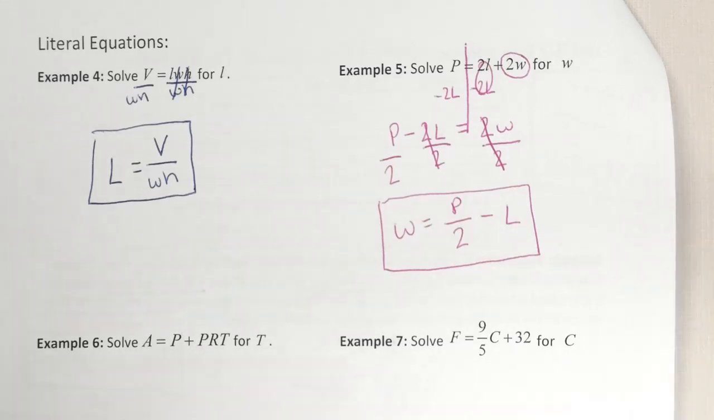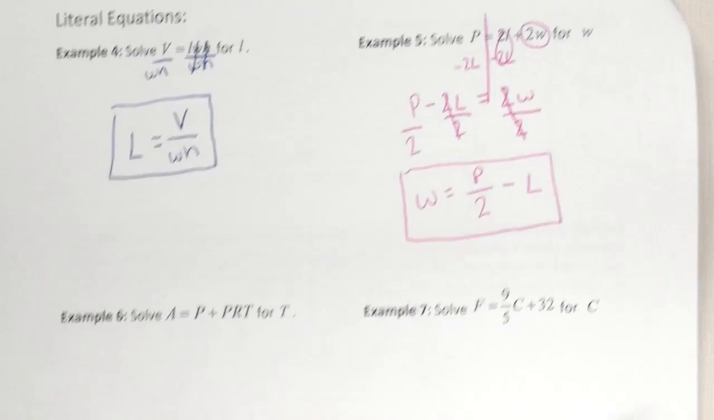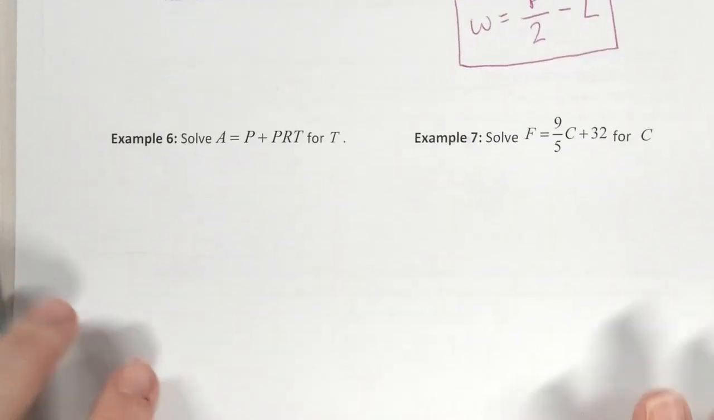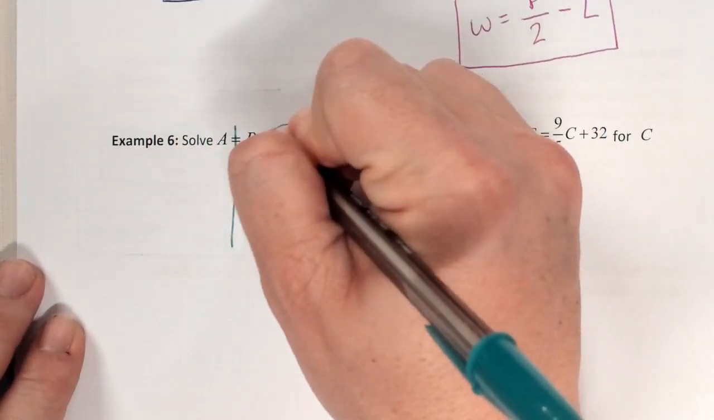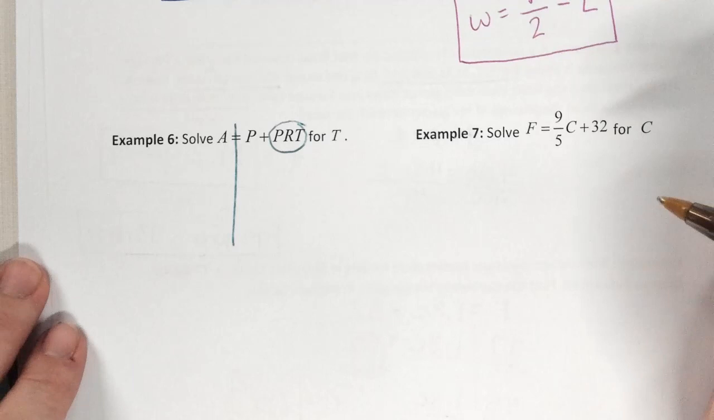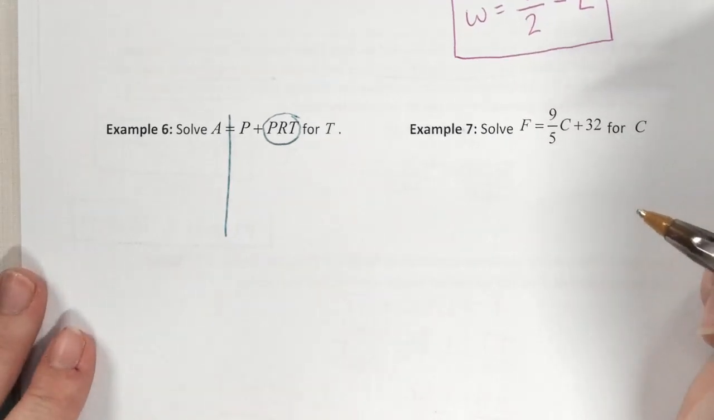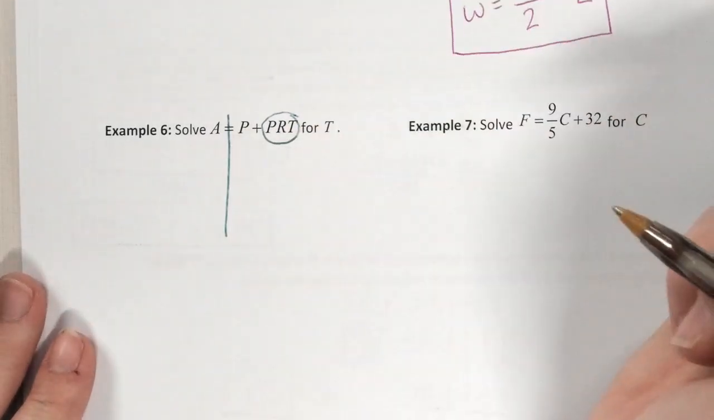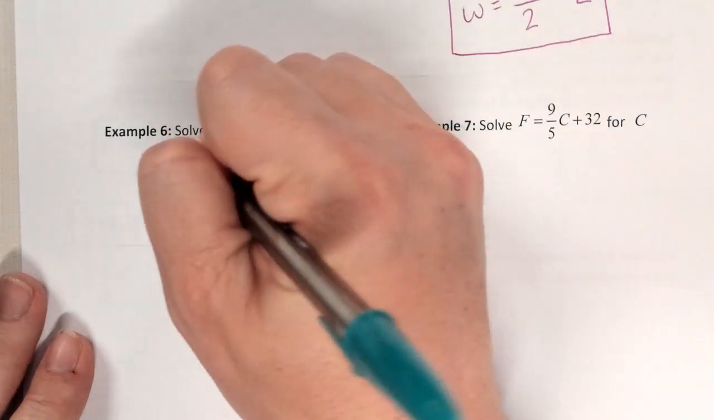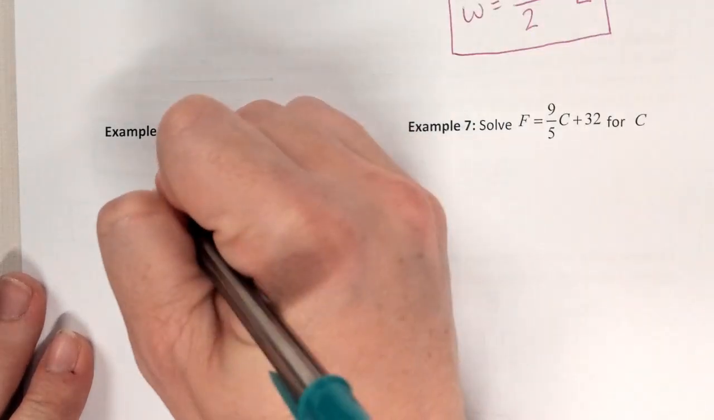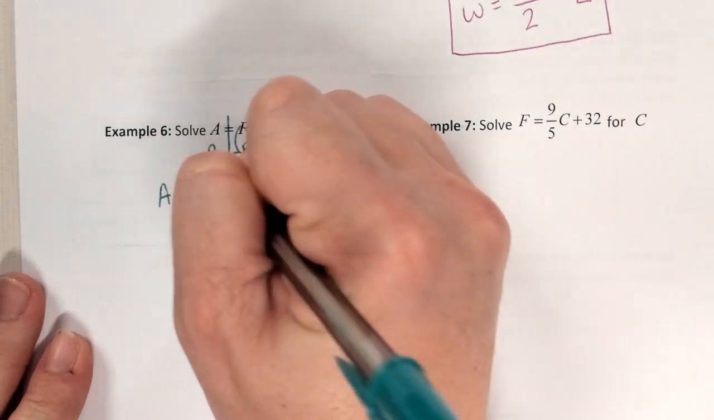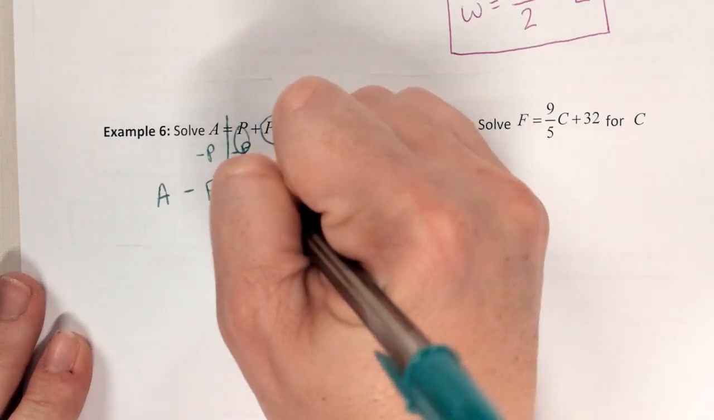Okay, so following those same steps, let's look at example 6. So I'm going to find the term. I'm solving for t, and that's in this term. So what term do I need to get moved? The p. How do I move that p? So I'm going to do minus p, minus p. I get A minus p equals PRT.